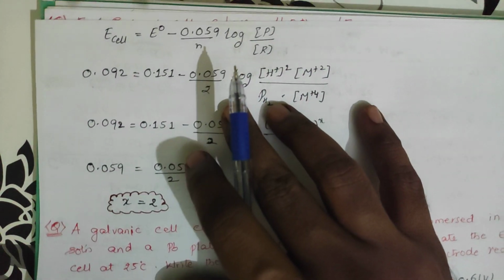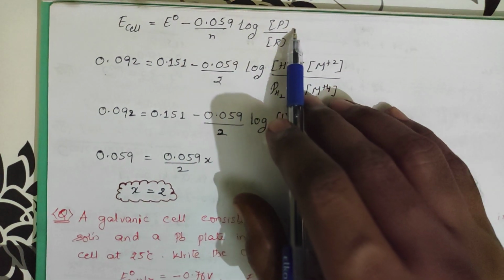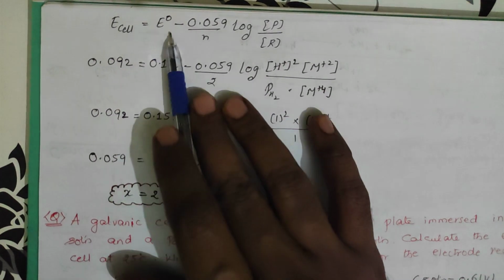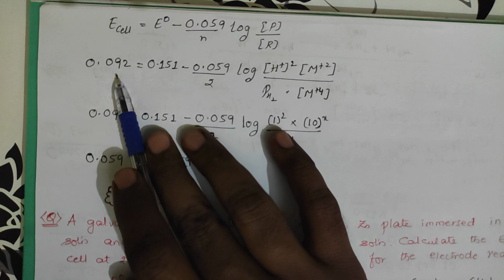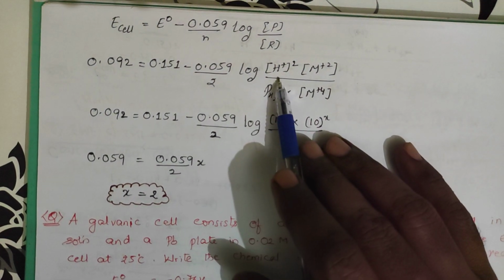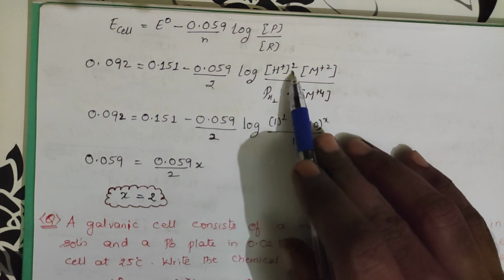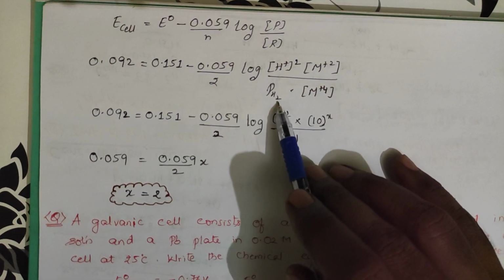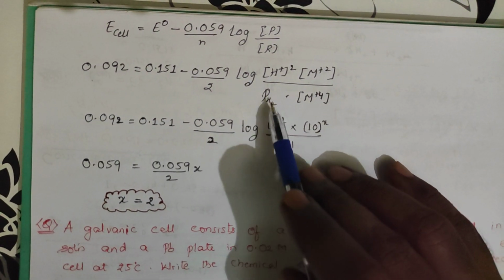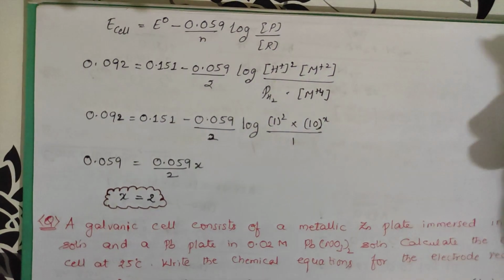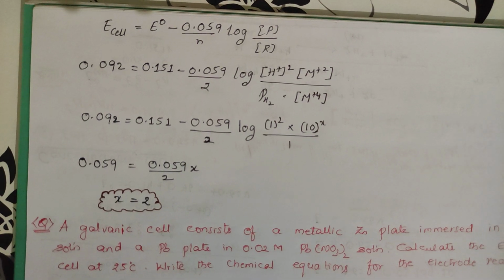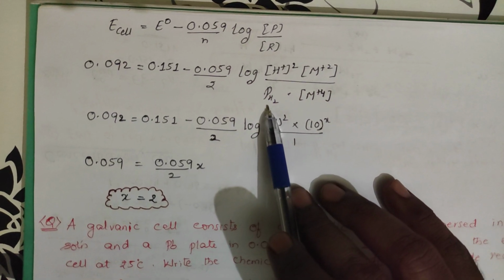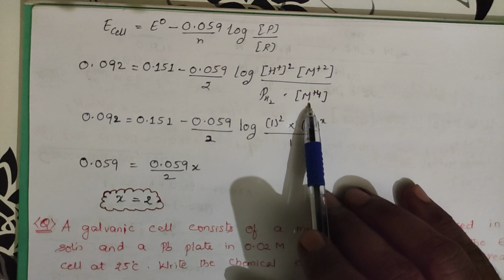Okay, and E is equal to E naught of cell minus 0.059 by n log of products concentration by reactants concentration. E of cell you have obtained as 0.092. E naught is equal to 0.151 because this has been mentioned in the question itself. 0.059 by 2 log of concentration of the products by concentration of the reactants. You have H plus whole square because you are getting 2 H plus, and M plus 2 here. In the denominator you have H2 on the reactant side. That H2 is in the gaseous state, and whenever an element is present in the gaseous state, it exerts some pressure. So instead of concentration, you write the pressure exerted by H2, times the M plus 4 concentration.